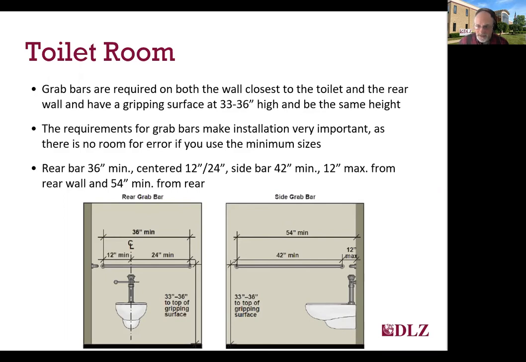The standards make installation of the bars very important, since if you use the minimum lengths required of 36 inches for the rear bar and 42 inches long for the side bar, it takes a very precise placement to get them installed properly. That 36-inch rear bar is required to be installed relative to the center line of the toilet, 12 inches to the wall side and 24 inches to the open side. And that side bar is required to be a maximum of 12 inches from the rear wall and extend a minimum of 54 inches from the rear wall. So that perfect installation is required.